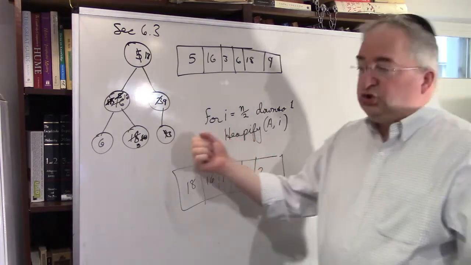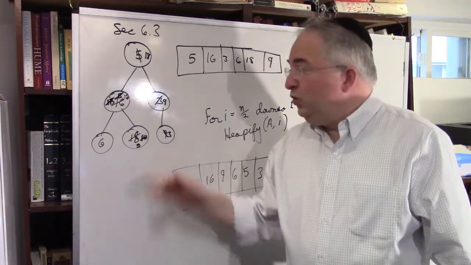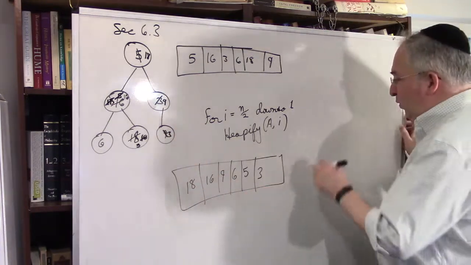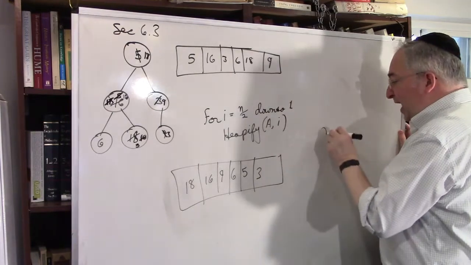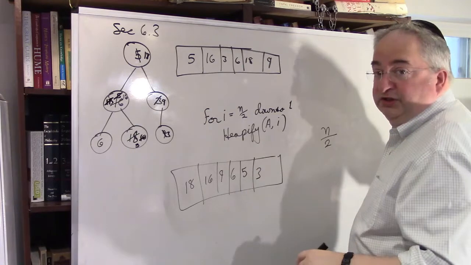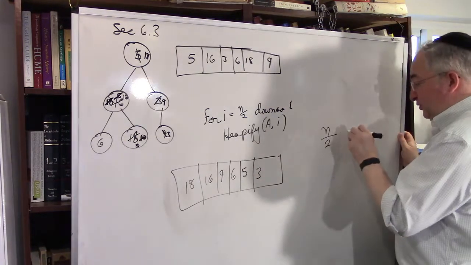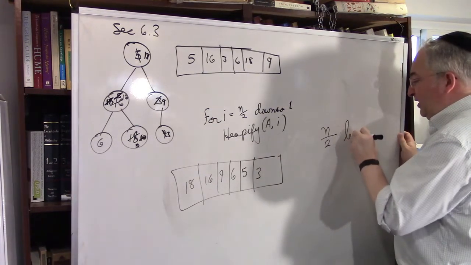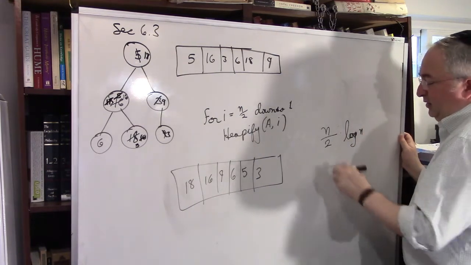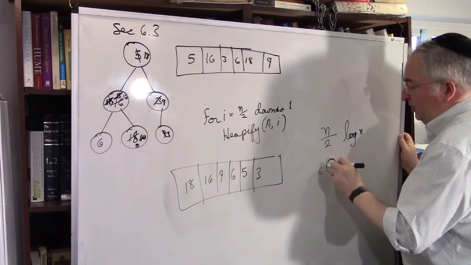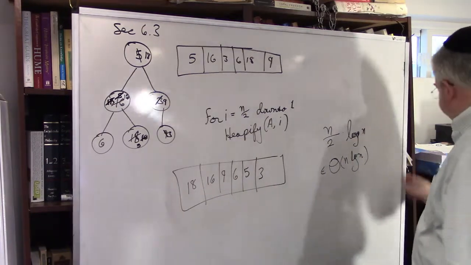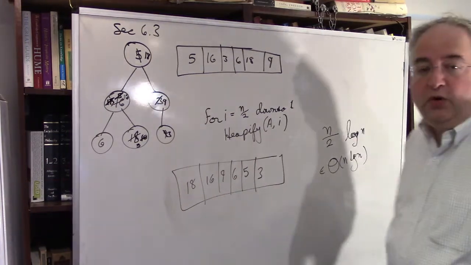Question, how much work is done? How much work does it cost to get an almost complete binary tree into a heap? The answer is, well, I had to do this loop n over 2 times, and each time I call Heapify. How much work does Heapify do? Okay, we did that 2 minutes ago, and Heapify does log of n. So this is a member of theta of n log n.